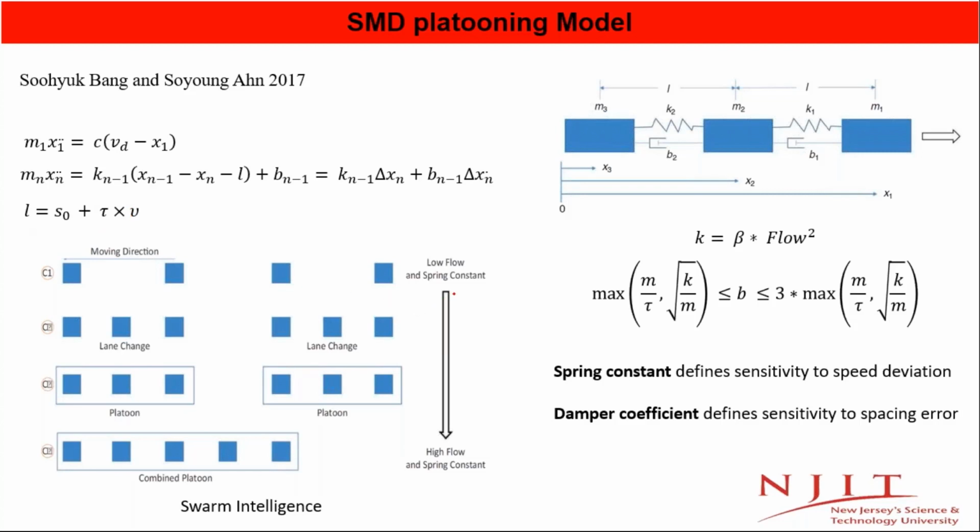In this SMD platooning model, the spring constant and damper coefficient are functions of flow. So in case of very low flow, there would be no tendency for platoon formation. And in case of high flow, there would be a very long platoon of several vehicles, which we believe is not desirable in real world circumstances.